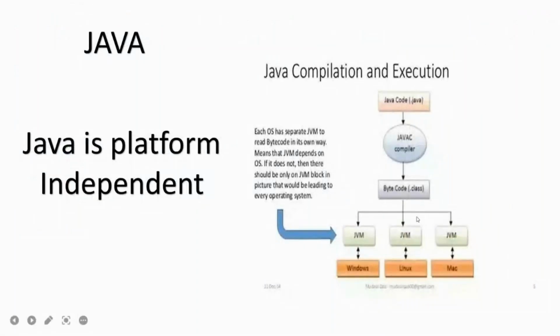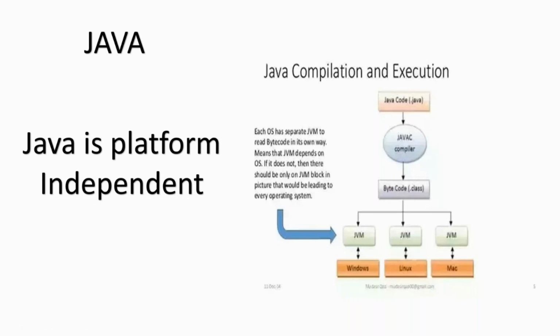So this is what I said. Your .class file is going to be converted by JVM for Windows, Mac and others. If Windows understands 01, it will convert to 01. If Linux understands 10, it will convert for Linux. So one class file is going to be converted into different things because of JVM, that is the Java Virtual Machine.